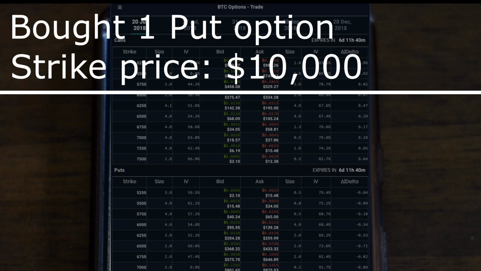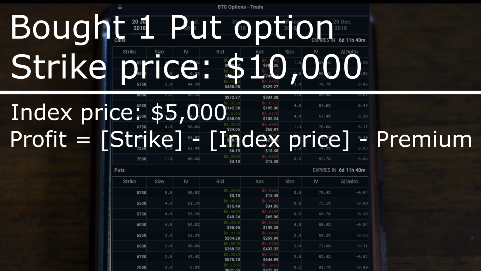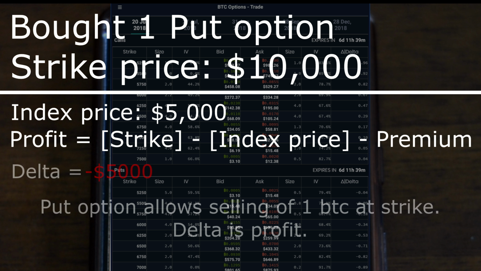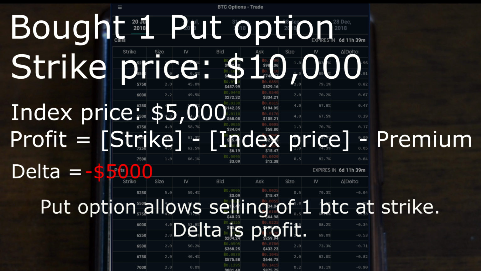For a put option, the formula would be the strike price minus the BTC price at the expiry minus your option premium. So it is the opposite case for put options. If the Bitcoin price is lower than the strike price minus the premium, then the option is now in the money as opposed to out of the money with a call, and you are gaining a profit.